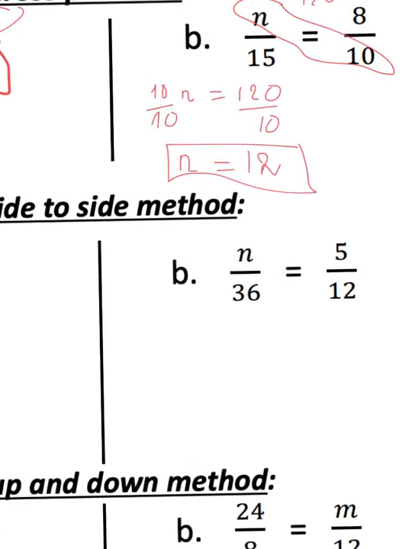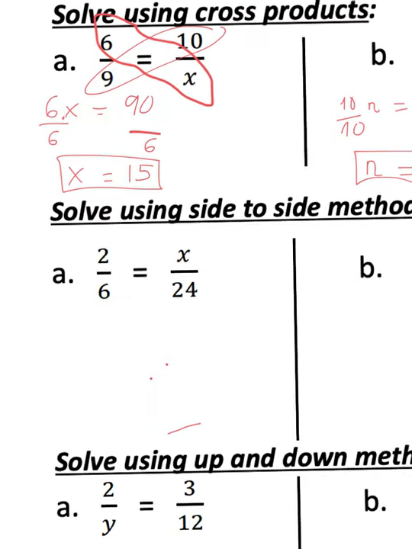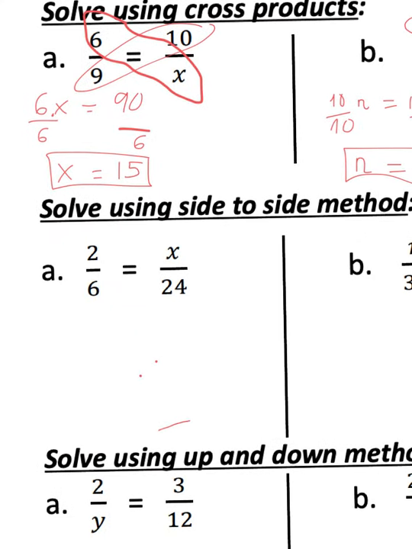Okay, now we're going to use the side to side method, but if you feel cross multiply makes sense and it's easier, you can do cross multiplication. I know that 6 goes into 24 4 times, right? If 6 goes into 24 4 times, 2 going into x has to be 4 times as well. So 2 times 4, your x will be just 8.